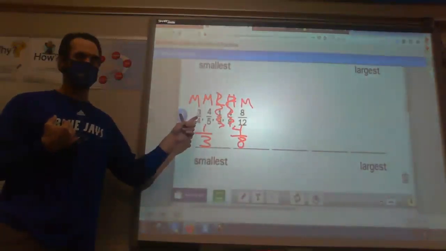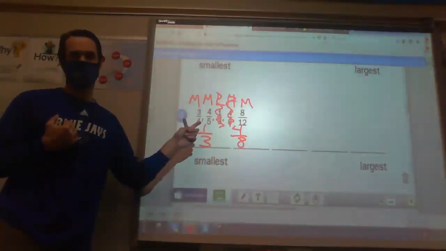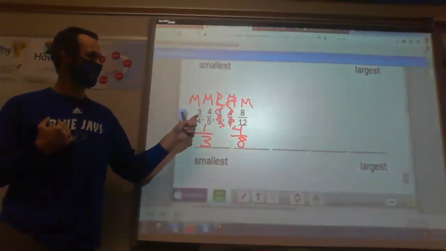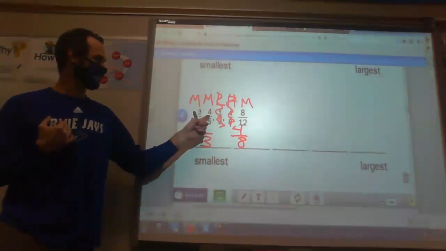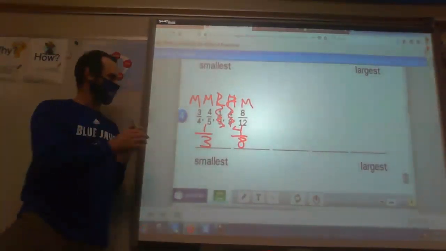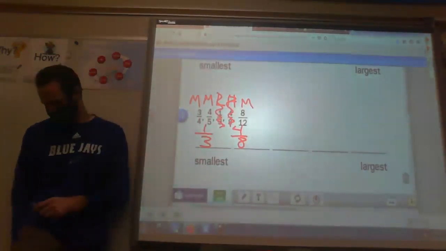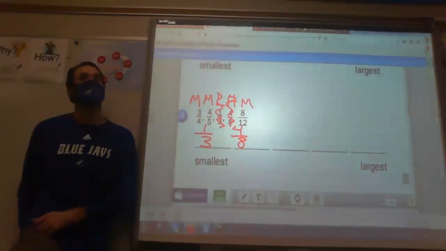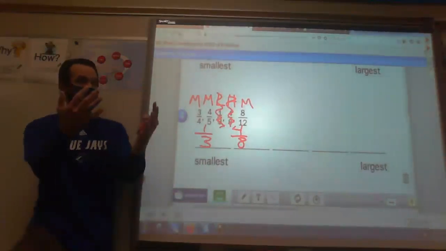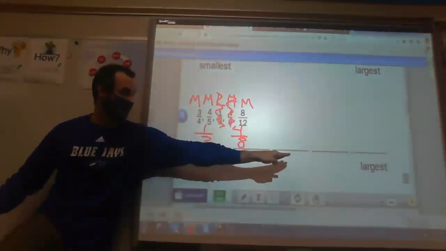This one, I have big pieces, right? But I'm only one away from being whole, right? This one, I have smaller pieces than this. So which one's bigger, 3/4 or 4/5? 4/5. Which one has more filled in? 4/5.